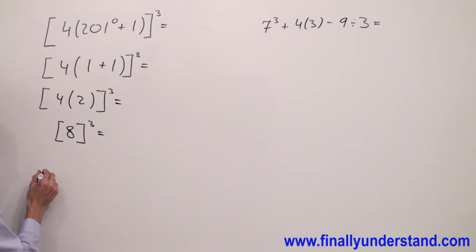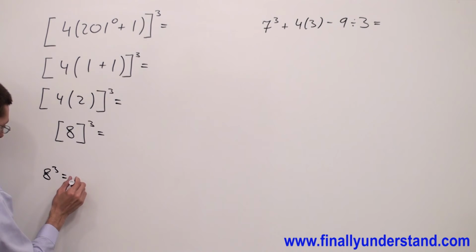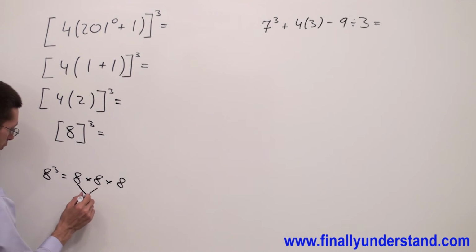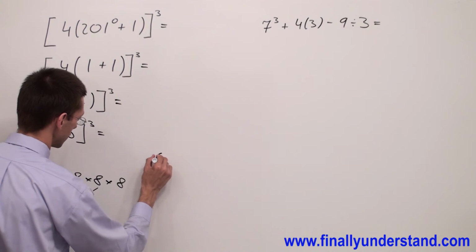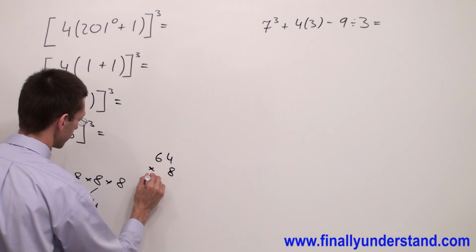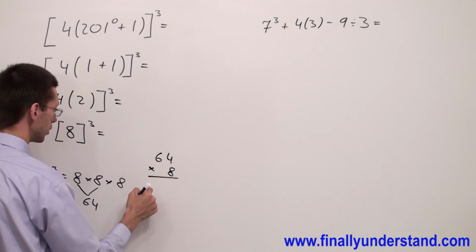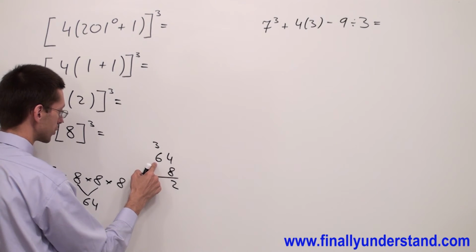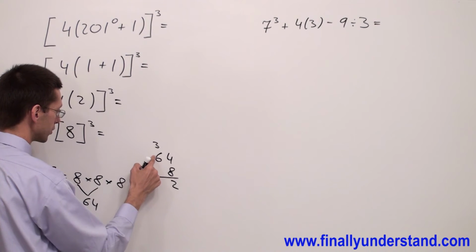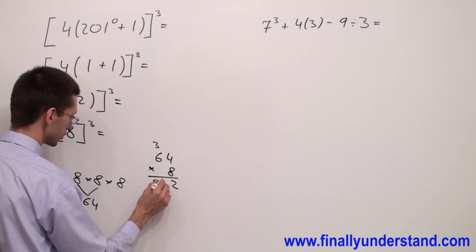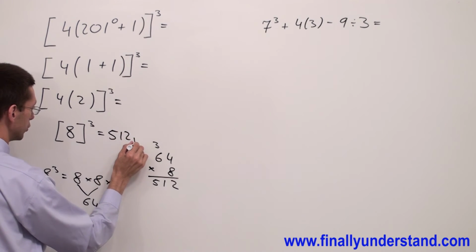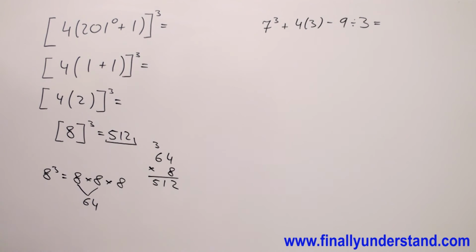8 to the third power is written like 8 times 8 times 8. We know that 8 times 8 is equal to 64. But 64 times 8: 8 times 4 is equal to 32. 8 times 6 is 48 plus 3 is equal to 51. So this is 512. And the answer for this one is 512. Okay, this is the solution to my problem.